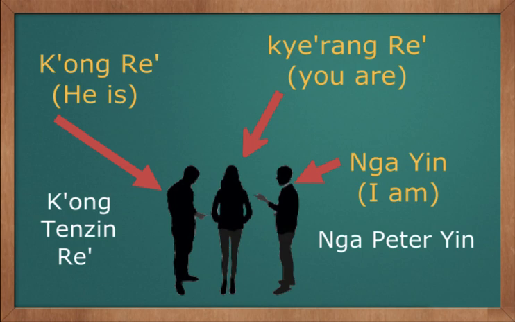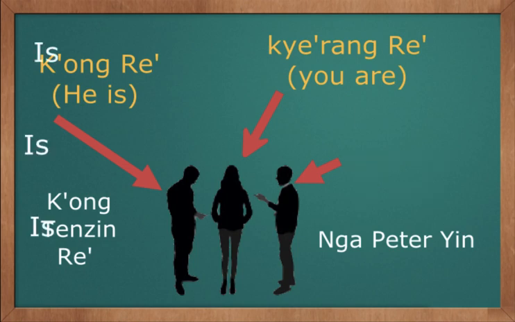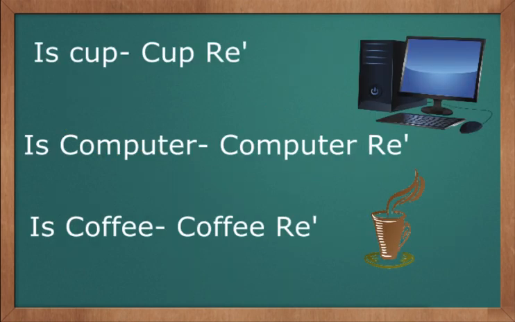The same is applied to things or items. When you state sentences such as it is a cup, it is a computer, it is coffee, in Tibetan you just say cup re, coffee re, computer re. We will cover the vocabulary later for cup, computer and coffee.